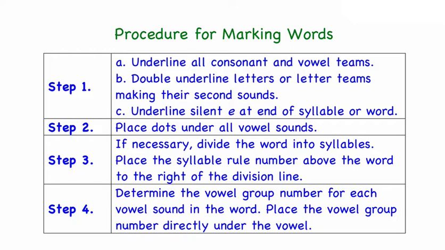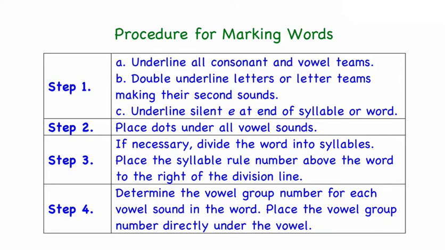First of all, we underline all consonant and vowel teams. If a letter or letter team represents its second sound, we double underline that letter or letter team. If a word has a silent E in it, we underline that silent E. That's the first step. The second step is we place dots under all vowel sounds to identify those vowel sounds.